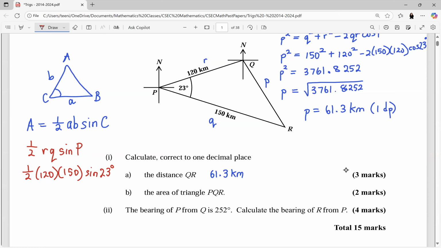So you just type that in directly in your calculator as well. Half multiplied by 120 times 150 times sine of 23. And somebody tell me what you get. Remember, you're rounding it off to 1 decimal place. Type it in exactly like this on your calculator. You could use half as 0.5 if you want.